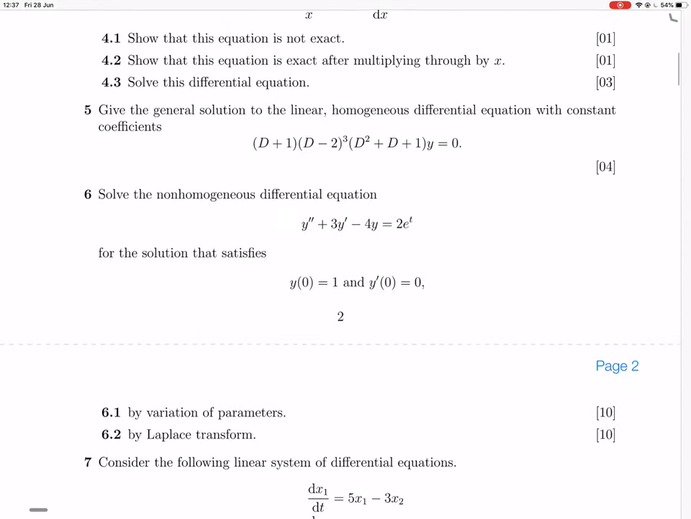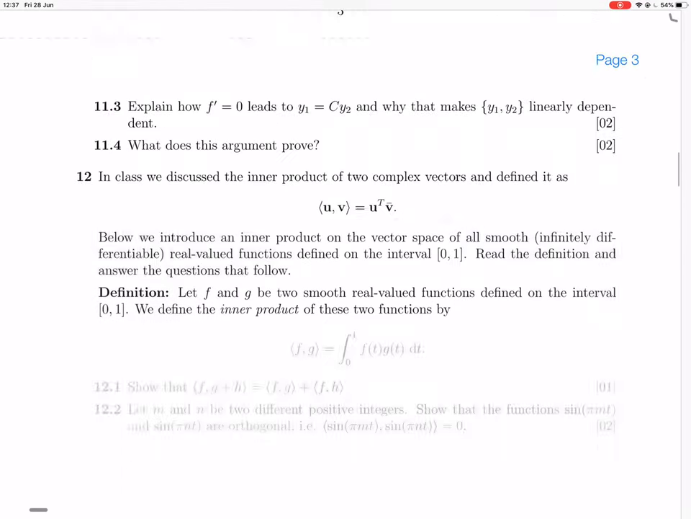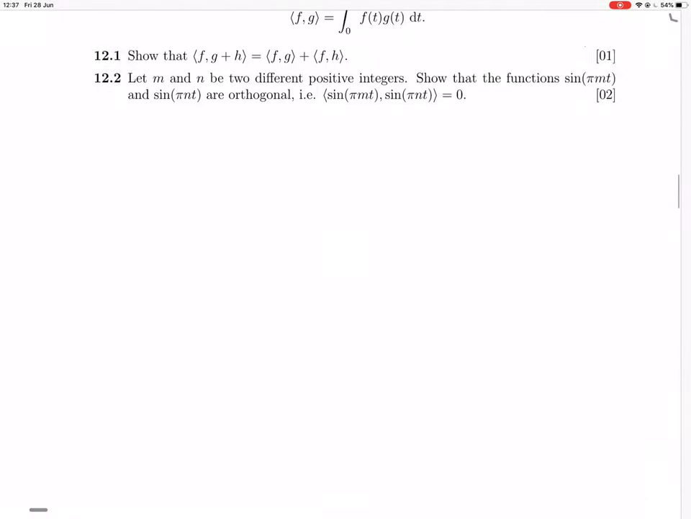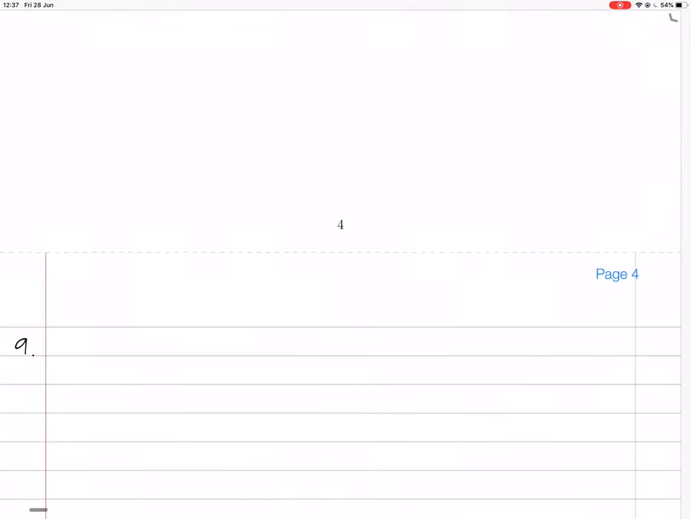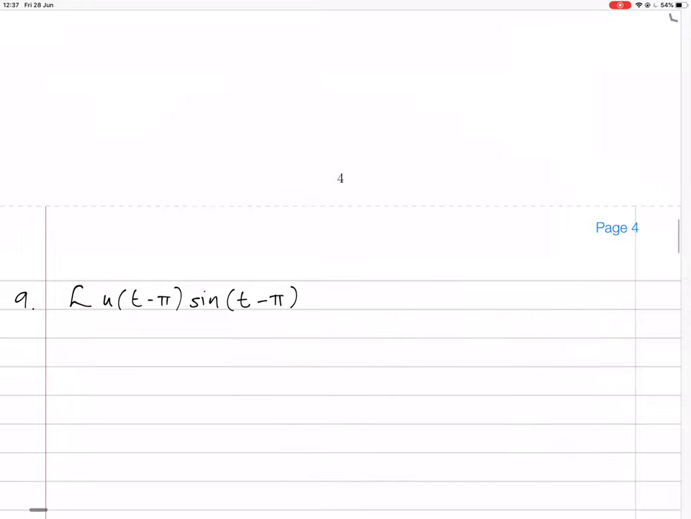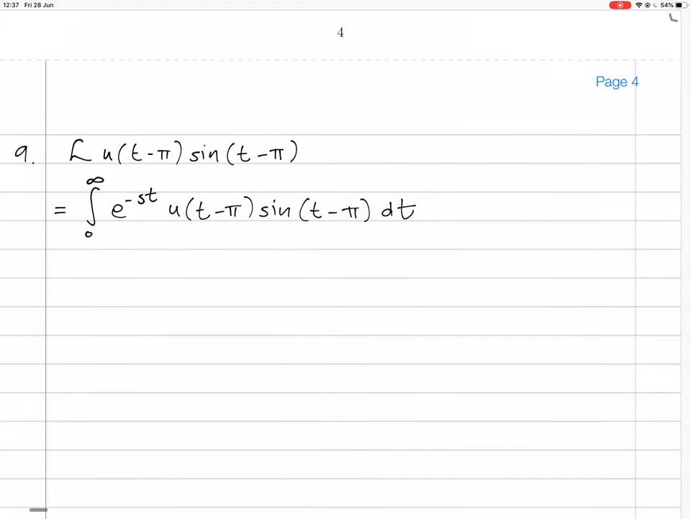So the left-hand side was the Laplace transform of u(t minus pi) sine(t minus pi). Is this question 8 or 9? It's question 9. Okay. So we have the Laplace transform of u(t minus pi) times sine(t minus pi). Now, the definition of the Laplace transform says that that is equal to the integral from 0 to infinity of e^(-st) u(t minus pi) sine(t minus pi) dt.